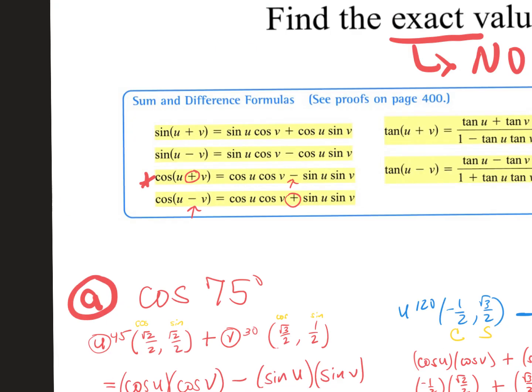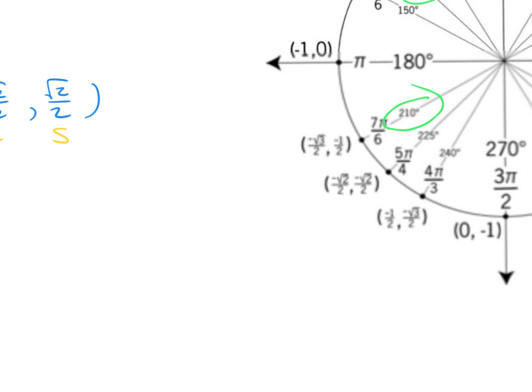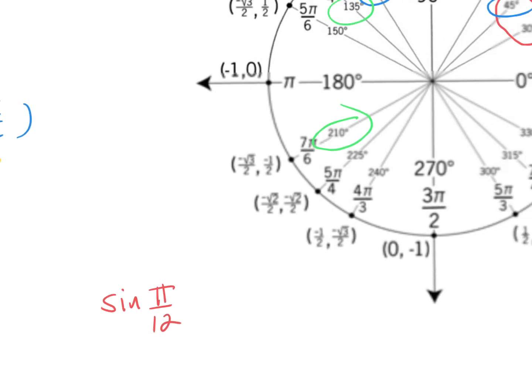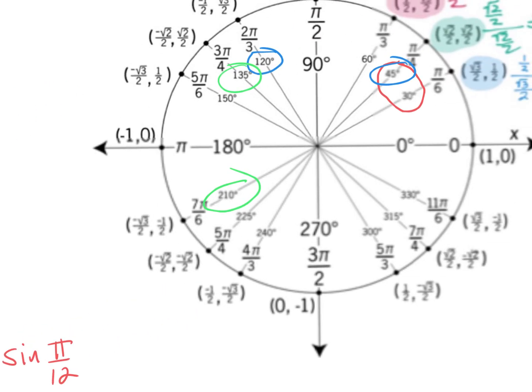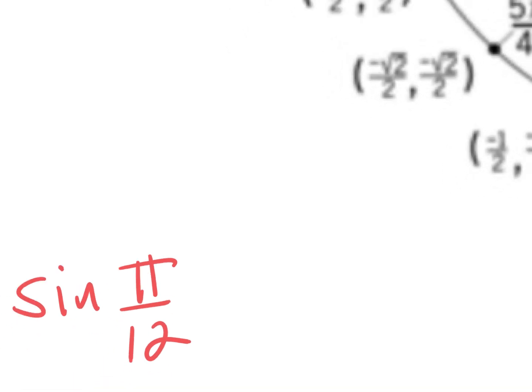So just make sure you're paying attention. So let's look at the next one, and then we're done. The next one says the sine of pi over 12. Well, first thing you're going to do is look on the unit circle. Is pi over 12 there? No. The chances of me giving you something on the unit circle, slim to none. All right, so pi over 12. Well, some of you are like, I don't know what pi over 12 is.